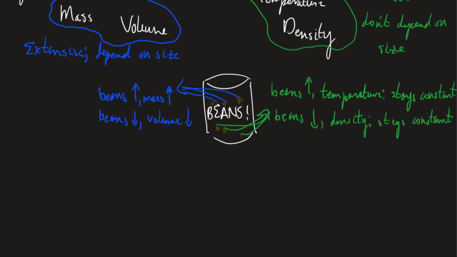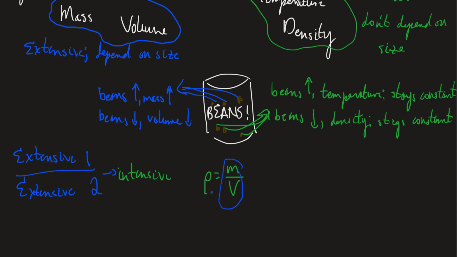And one thing to note is that if you take two extensive properties, so let's just call this extensive property 1, and divide it by another extensive property 2, then we get an intensive property. And you might have noticed this when we were talking about density. So density, recall, is mass over volume. But mass and volume are actually extensive properties.